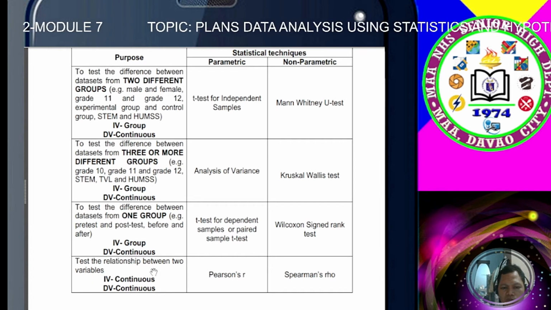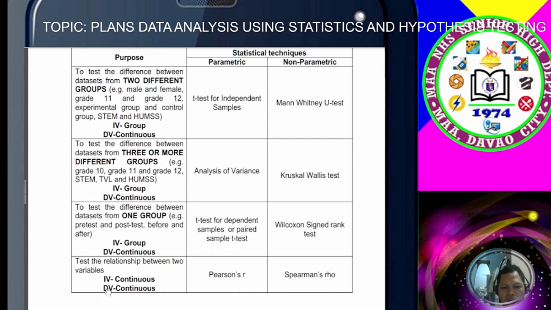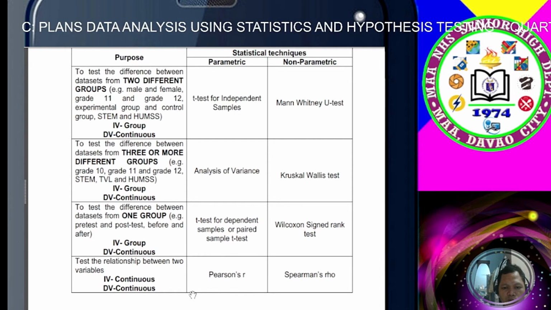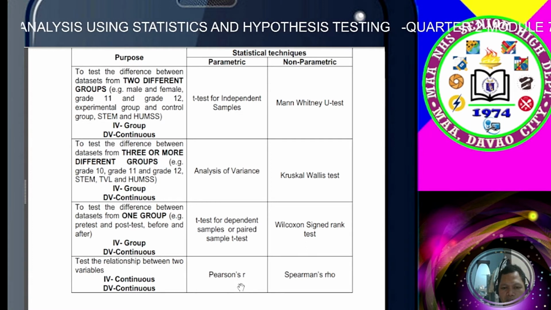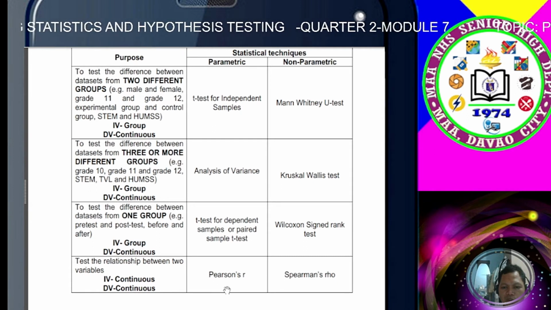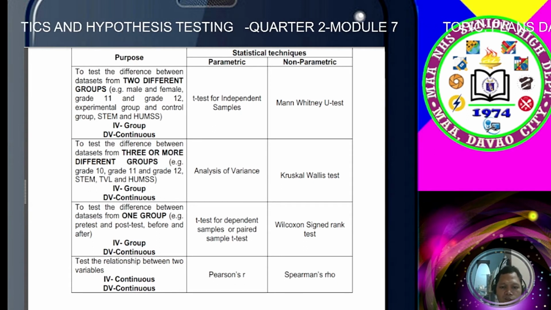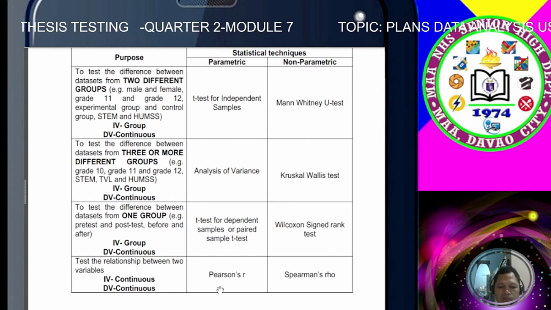So, test the relationship between two variables. If the independent variable is continuous and the DV is continuous, you will use the Pearson r for parametric, and for non-parametric, you have the Spearman rho. I think you're familiar with this in your Grade 11. You already computed this manually using the formula. I think you remember that. Okay.